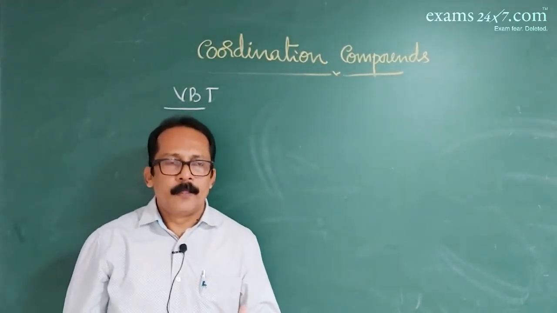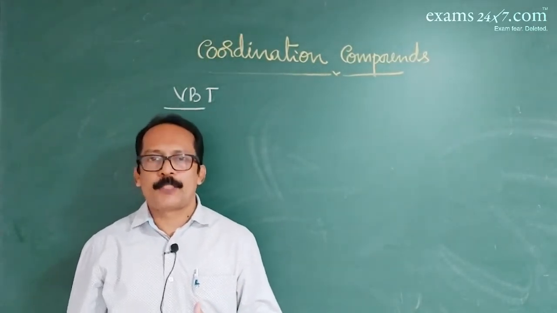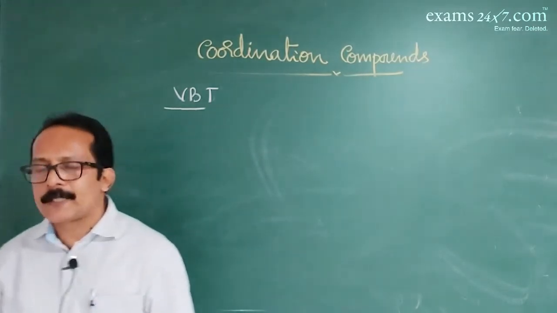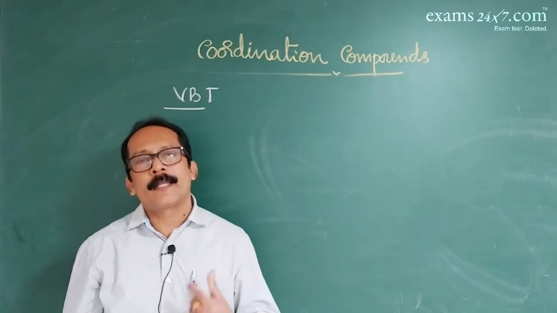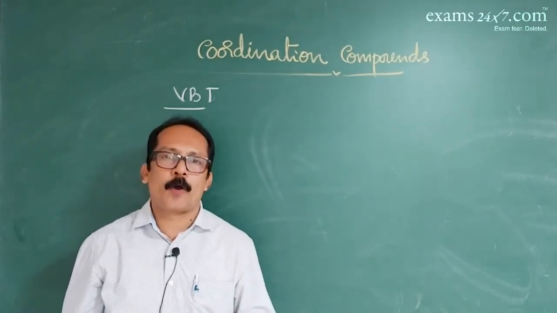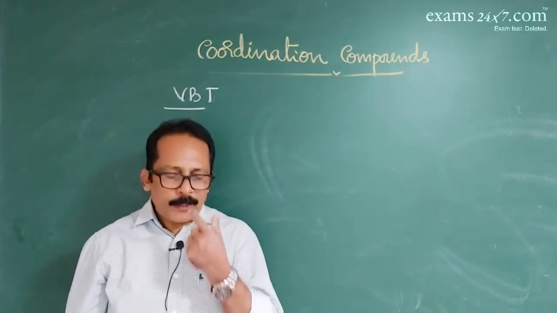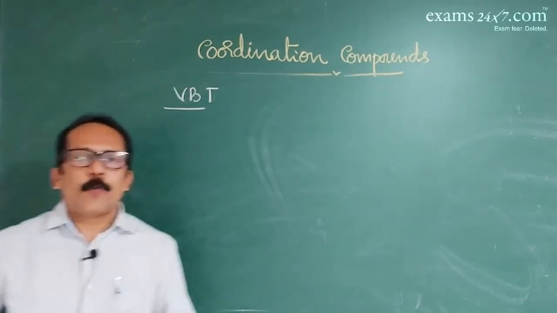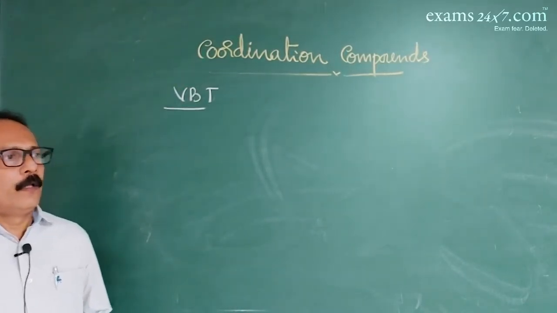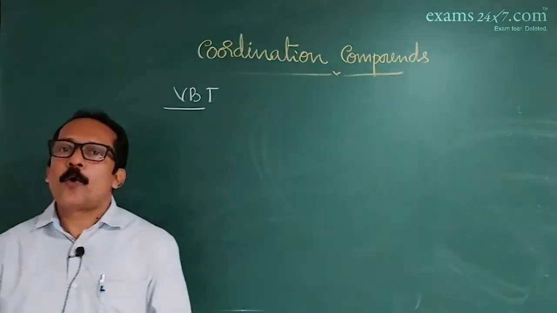Then, about the magnetic property. If there is an unpaired electron, that exhibits paramagnetism. If there is no unpaired electron, that exhibits diamagnetic property. All this information is given in this theory. Now, we'll take one example. And also about the inner complex and the outer complex.